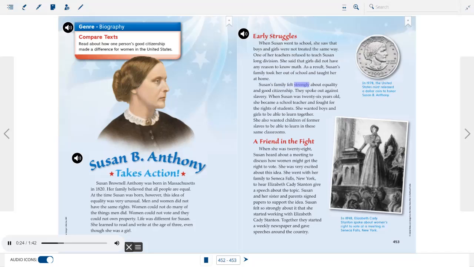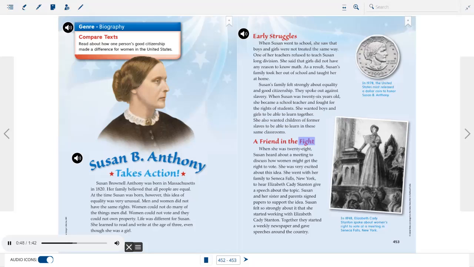Susan's family felt strongly about equality and good citizenship. They spoke out against slavery. When Susan was 26 years old, she became a school teacher and fought for the rights of students. She wanted boys and girls to be able to learn together. She also wanted children of former slaves to be able to learn in these same classrooms.